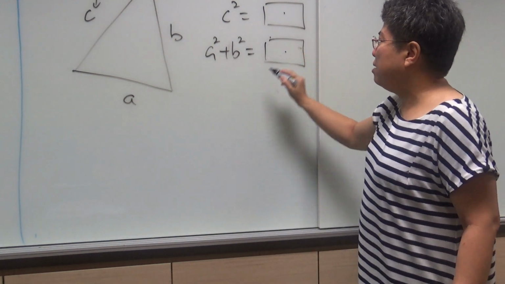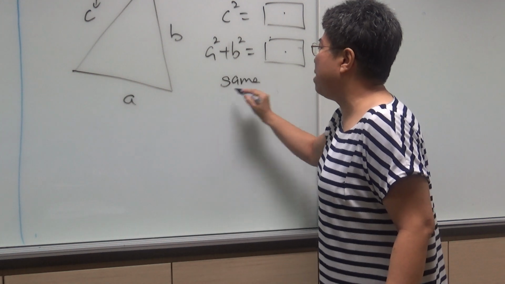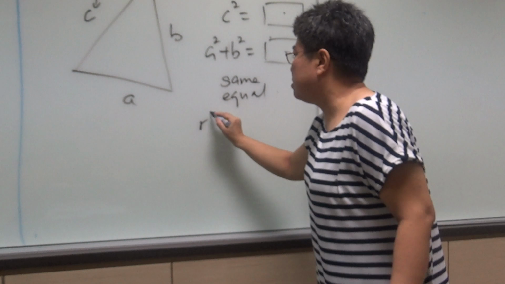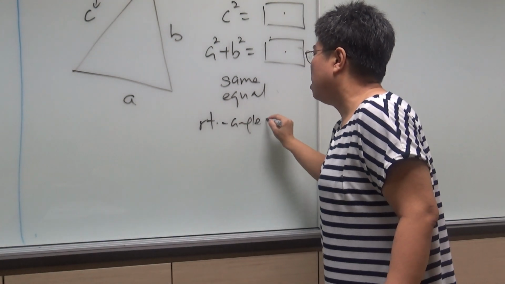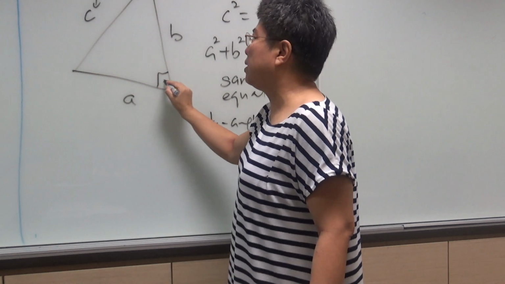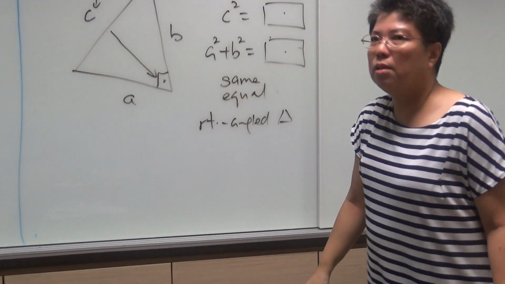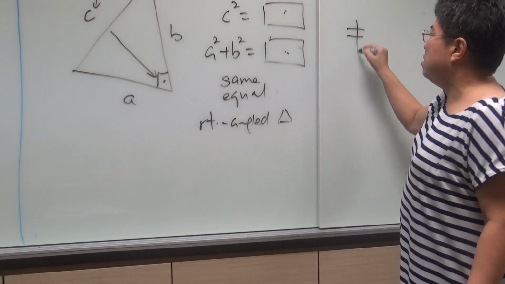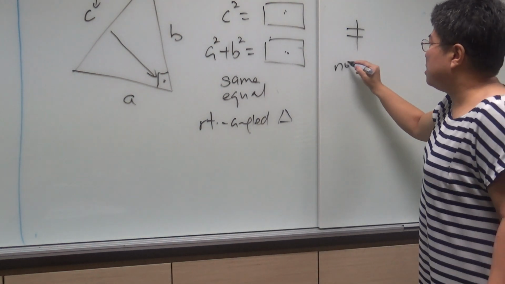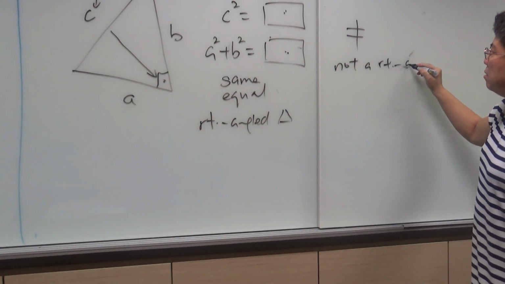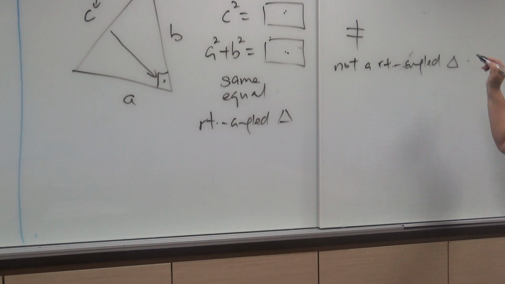If these two answers are the same or equal, then it is a right angled triangle with right angle at this particular angle, which is opposite the longest side. Now, if these two answers are not equal, then it is not a right angle triangle.